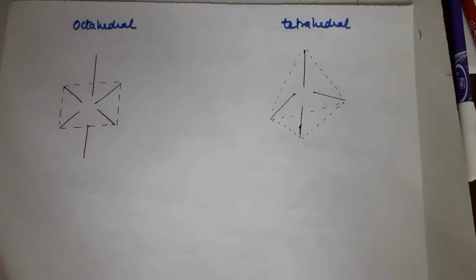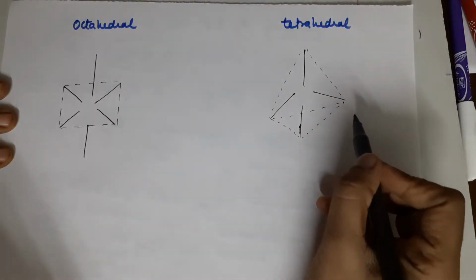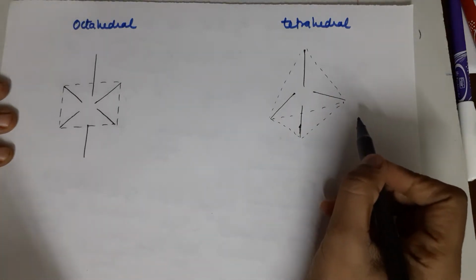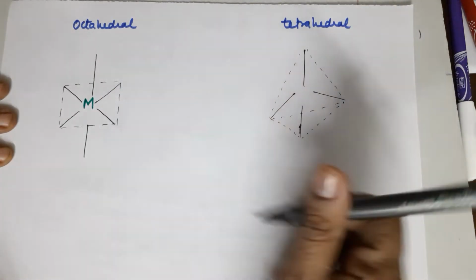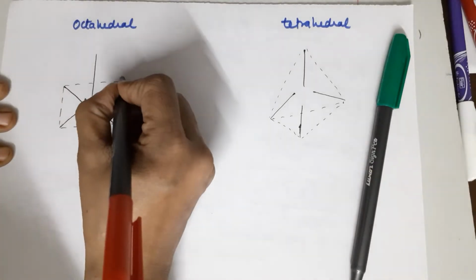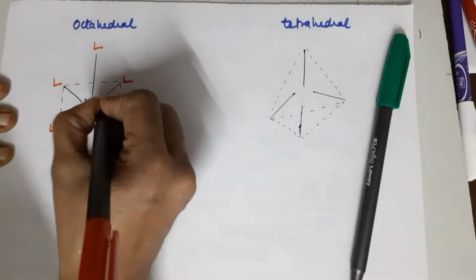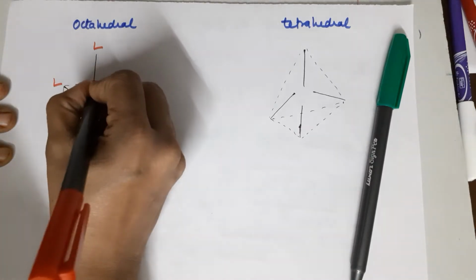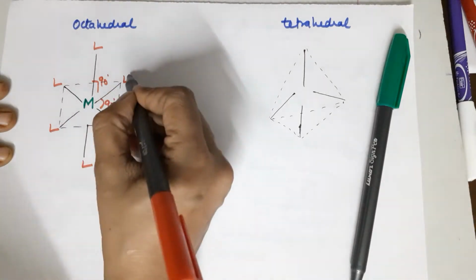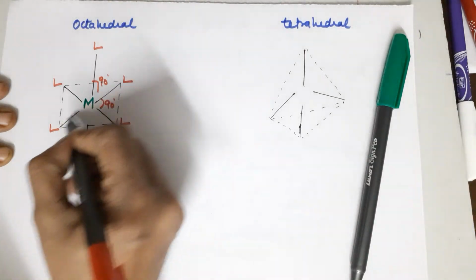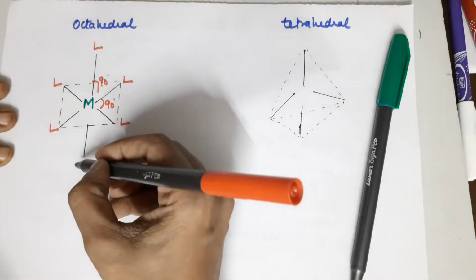Fine. Now let's study how is an octahedral complex different from a tetrahedral complex. Now your transition metal is here. This is my transition metal, which is having 6 ligands around it, which are oriented like this, and all angles, as you can see, are 90 degrees. Do you understand if I say that these 2 ligands are on one axis, these 2 ligands are on the other axis, and these 2 ligands are on the third axis?